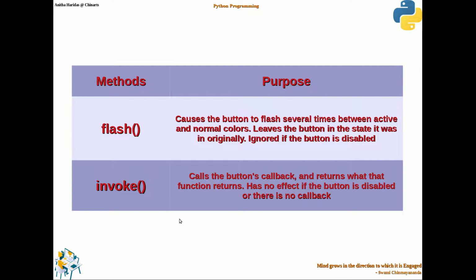All those things we discussed in our previous session, and these are the two methods that are available for the button widget. So invoke is used for calling the button's callback function, and it will return whatever the function returns. Whereas the flash method will cause the button to flash several times between the active and normal colors.